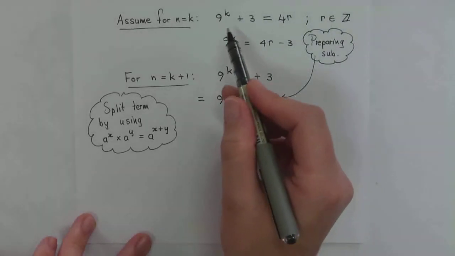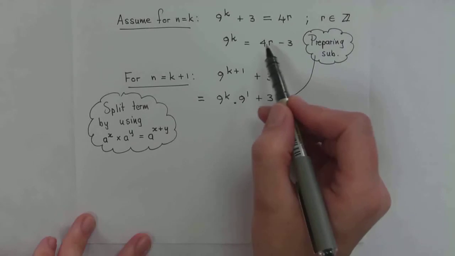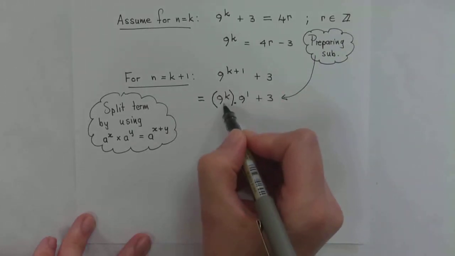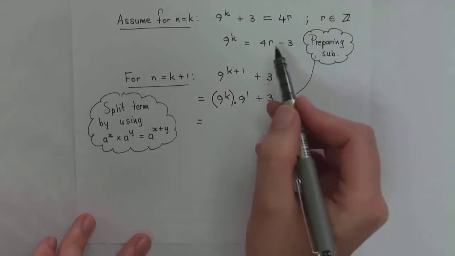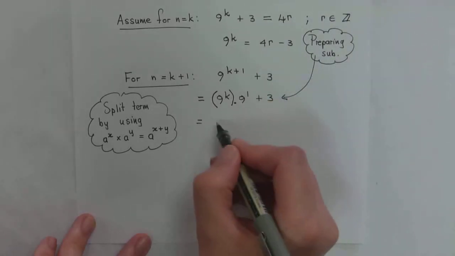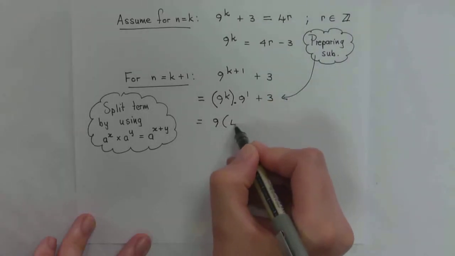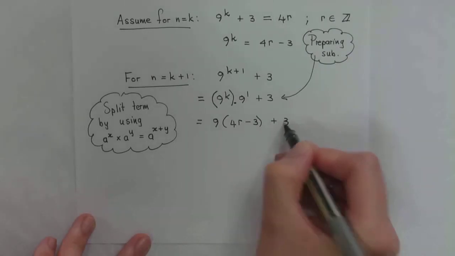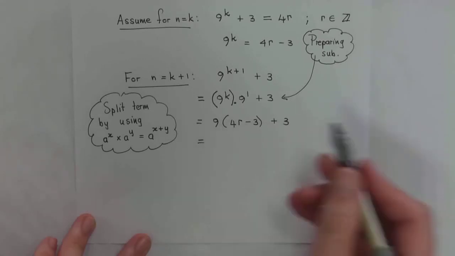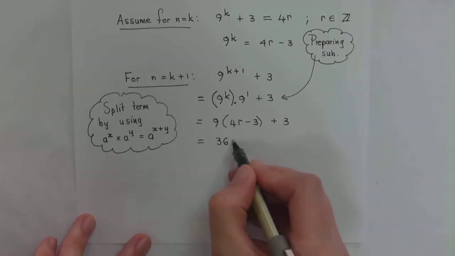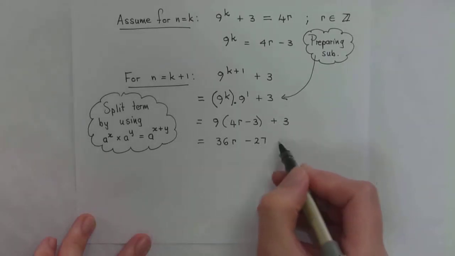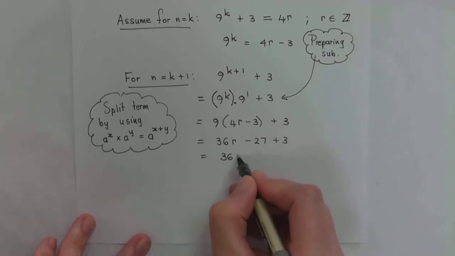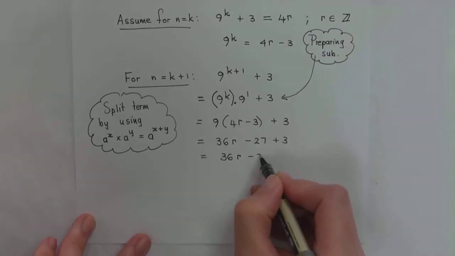Because we now know that 9 to the power of k is 4r minus 3. So I can do the substitution over there, because this is also 9 to the power of k. And I can substitute 4r minus 3, and I'm just going to move 9 to the front to make it easier to do the distribution. There we go. And I'm going to multiply that in, so it's going to be 36r minus 27 plus 3, which is going to be equal to 36r minus 24.